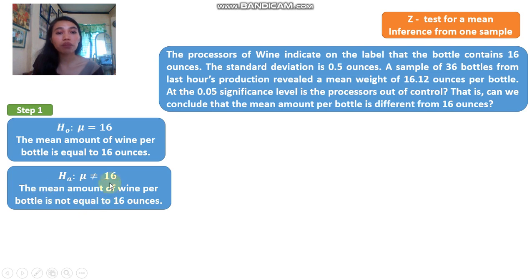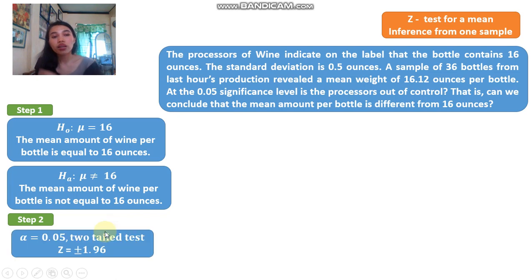The alternative hypothesis always contradicts the null hypothesis, and the two hypotheses are mutually exclusive. So here the alternative hypothesis is mu is not equal to 16. The mean amount of wine per bottle is not equal to 16 ounces. So we're done with the null hypothesis and the alternative hypothesis. Let's have step 2. Step 2 is we need to identify the alpha.